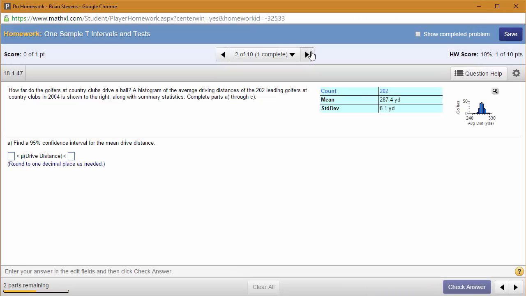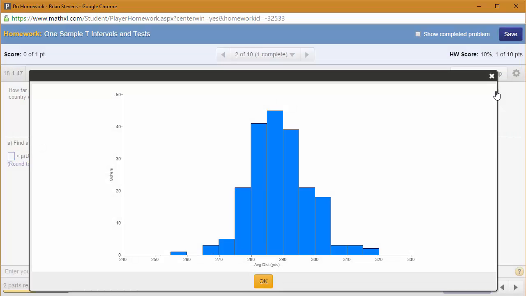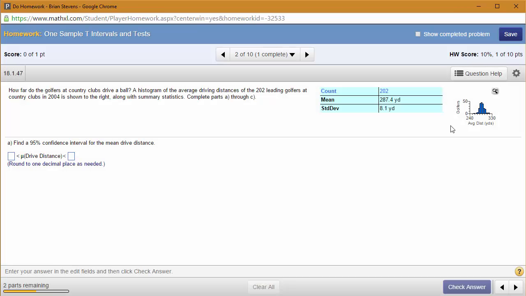Okay. How far do the golfers at a country club drive the ball? So when you drive the ball, that is a quantitative amount. And well, look at that. We got a little histogram over here. Histogram looks to be kind of unimodal, a little bit symmetric, and also not really any outliers. That's not too crazy. I mean, it's a mildish outlier. I don't know. So with this in mind right here, we have the sample mean and the sample standard deviation.